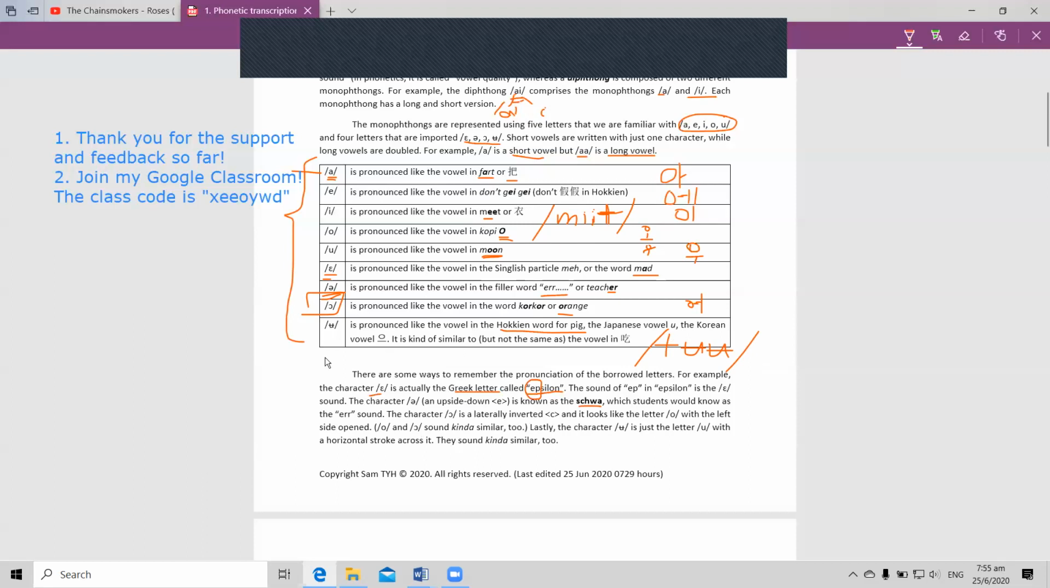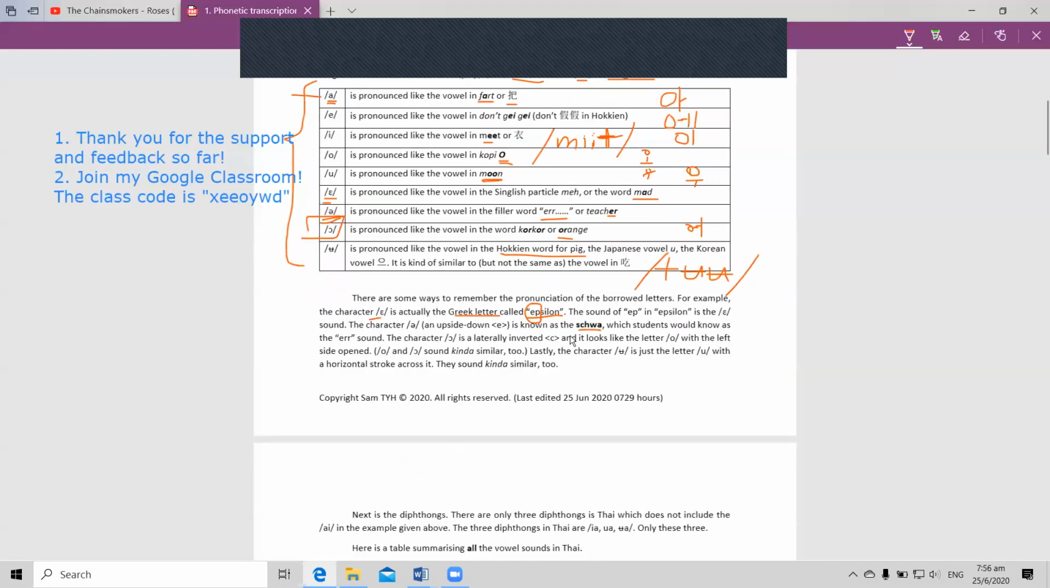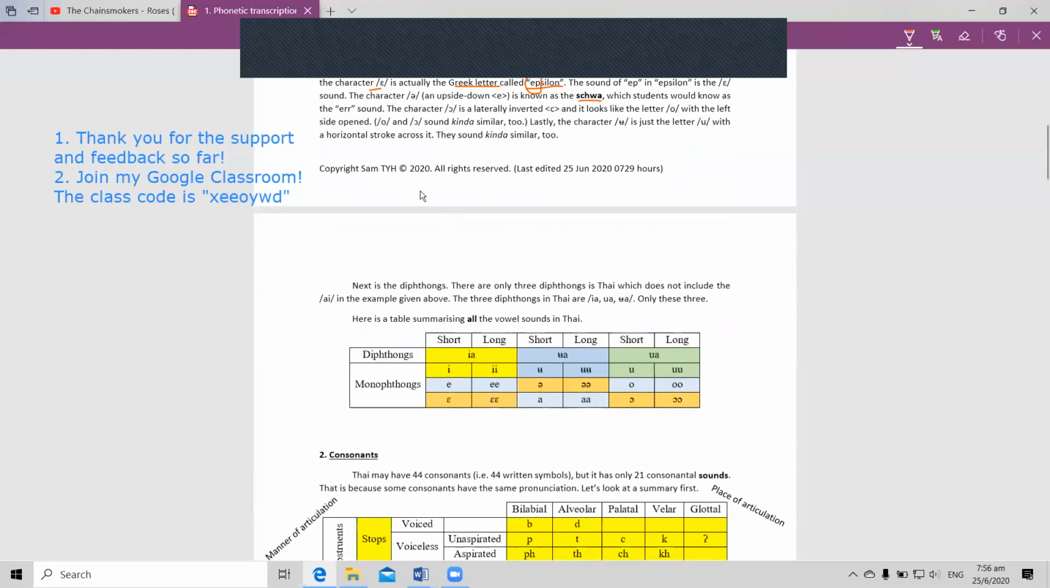So let me repeat one more time. A, E, I, O, U, E, O, U. Like tu ka, pig in Hokkien. So these are the monophthongs. Now we come to the diphthongs. In Thai, I want you to pay attention, there are only 3 diphthongs. Let me just emphasize this: 3 diphthongs.